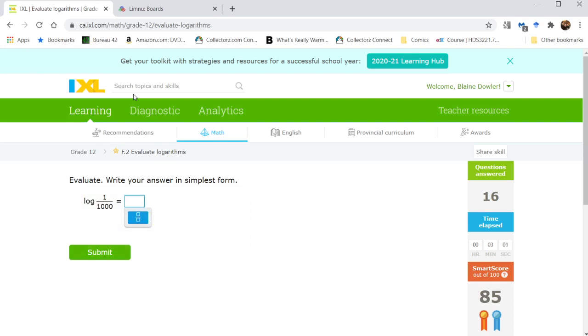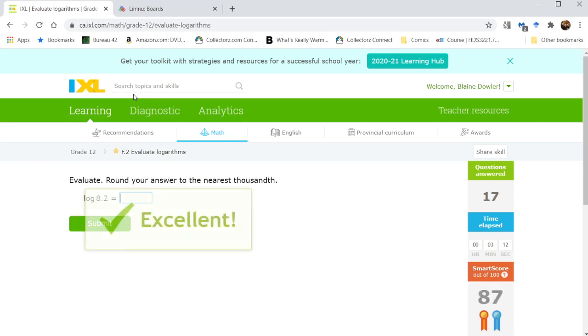And now this one, we could put this in the calculator, but this is 1,000 to the exponent negative 1. 1,000 is 10 to the 3, so this will just be negative 3. No calculator needed.